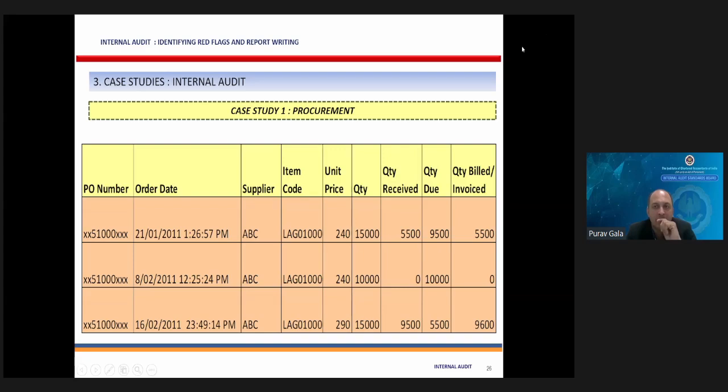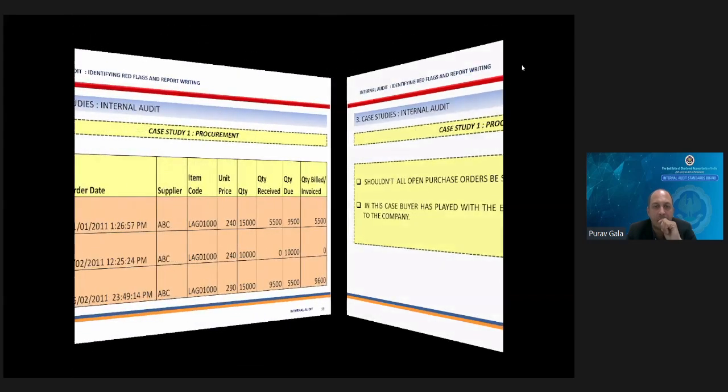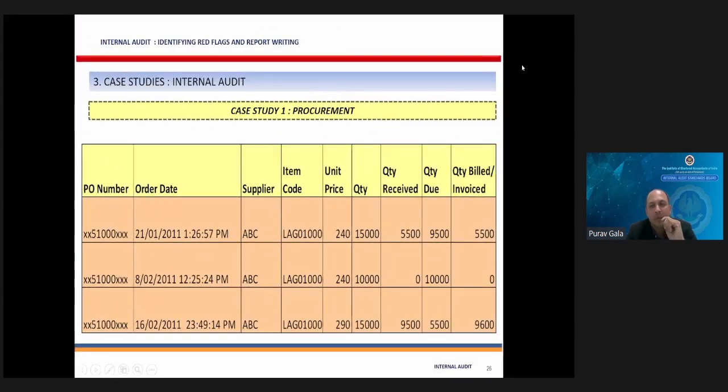Tell me what is incorrect in this data. As auditors, how will you unlock value here? Participants may put their responses in the chat box.